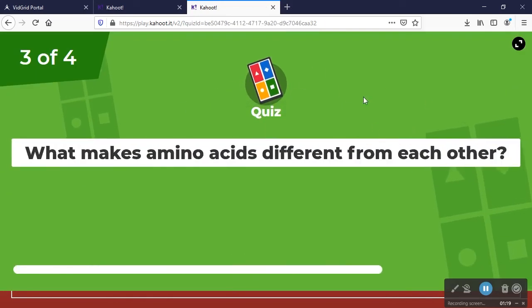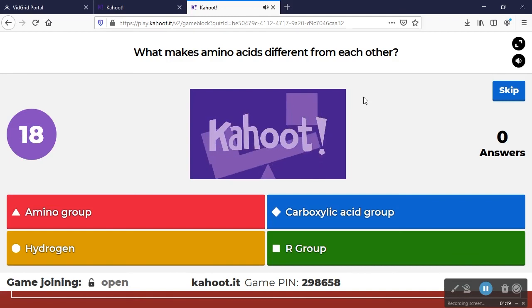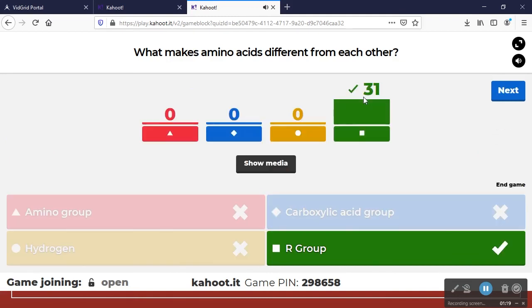All right, what makes amino acids different from each other? Man, you just made some biochemistry teachers very proud. Or was that organic? Both?